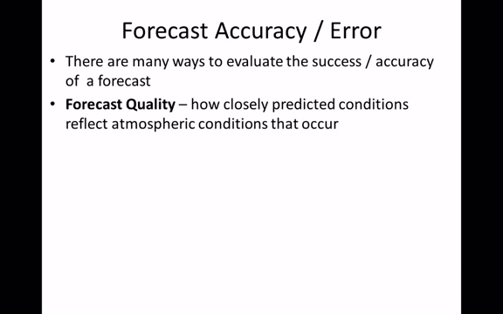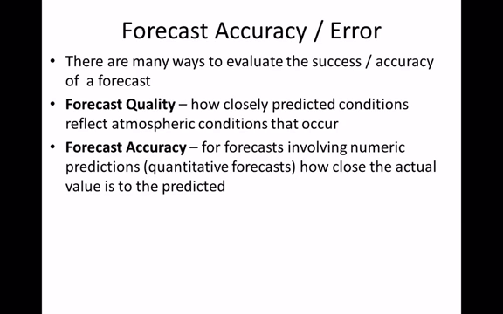Okay, so when assessing how well the forecast did or did not do, we have a couple of different options here. The forecast quality, there's no numbers necessarily involved. Forecast accuracy, there actually is a number involved. You can pin down, oh, you said the high today was going to be 90, and it was only 88. So you can do a subtraction there and get 2 degrees.